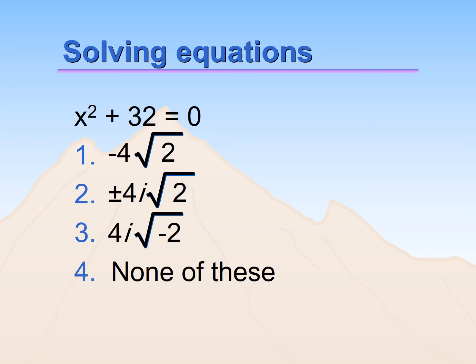All right, try this one. So remember, the first step is to subtract 32 from both sides, and then you want to go ahead and break down 32 as if you were simplifying a radical.